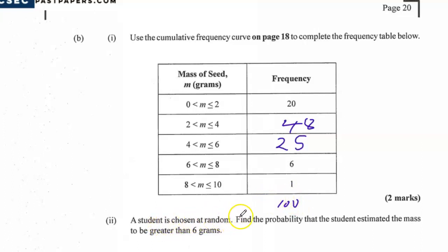A student is chosen at random. Find the probability that the student estimated the mass to be greater than 6 grams. So greater than 6 grams would be these two values, as this is 6 or less. So the solution here, the probability would be 7 upon 100, or 0.07 if you want to express the probability as a decimal.